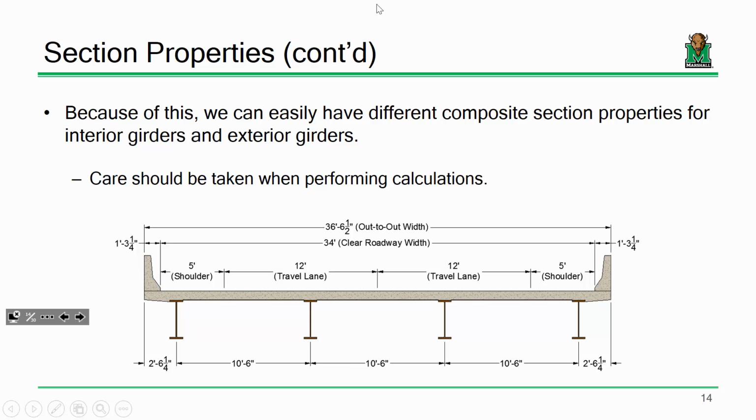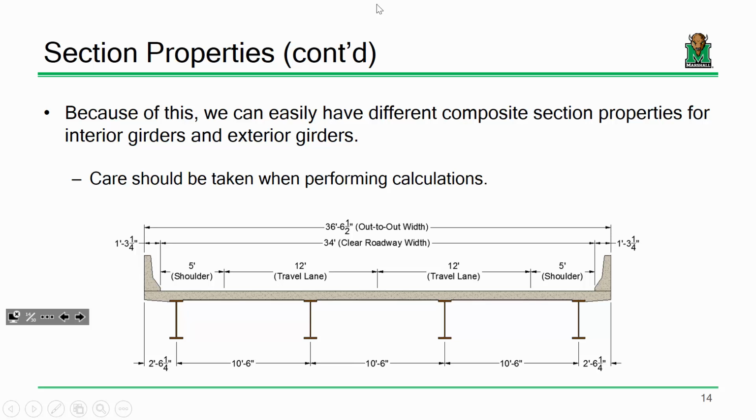Because it's tributary width that we're considering, we can have different effective flange widths for the girders on the outside versus the inside. So exterior girders can have different section properties than interior girders. Typically, exterior girders have lower section properties. They're typically weaker because the effective flange width is smaller out here than in the middle. Most of the time when you design a composite steel plate girder bridge like this, the exterior girder governs the design. You can do all your math and you'll find the interior girder is fine as long as you use the same shape.